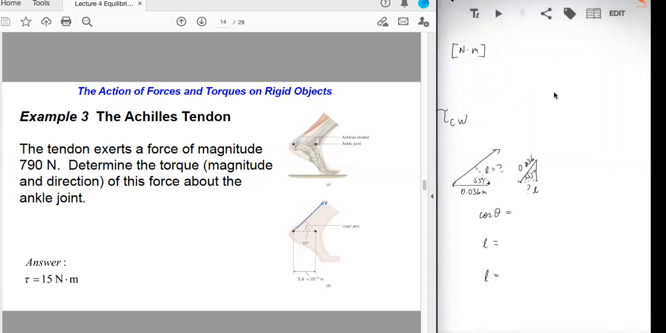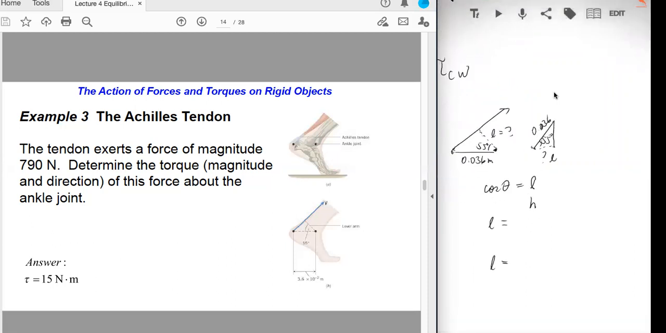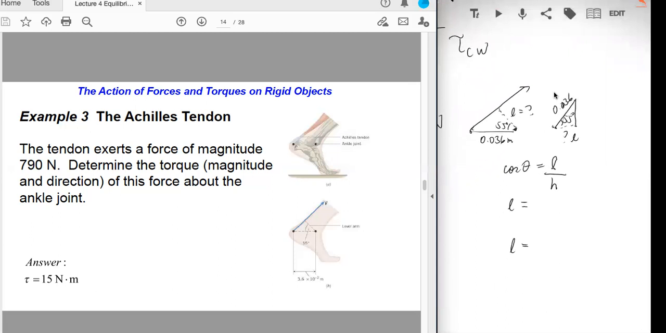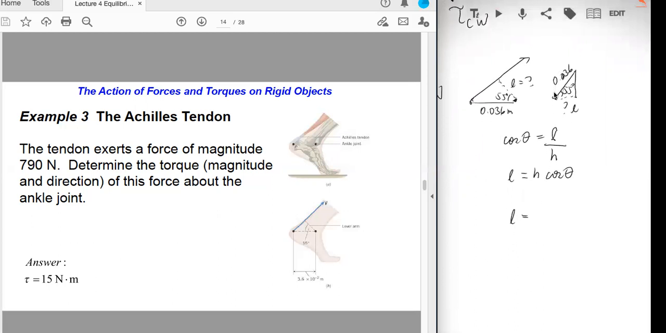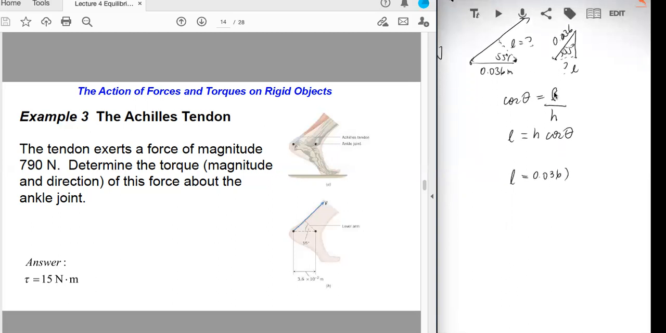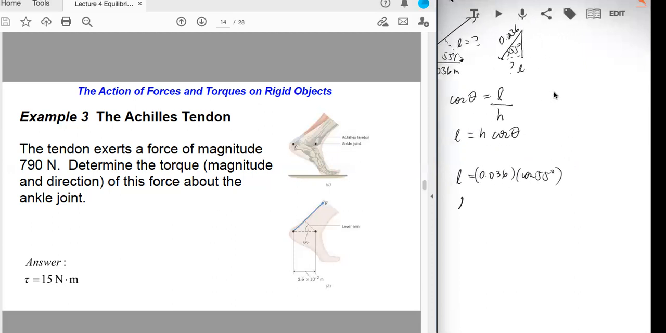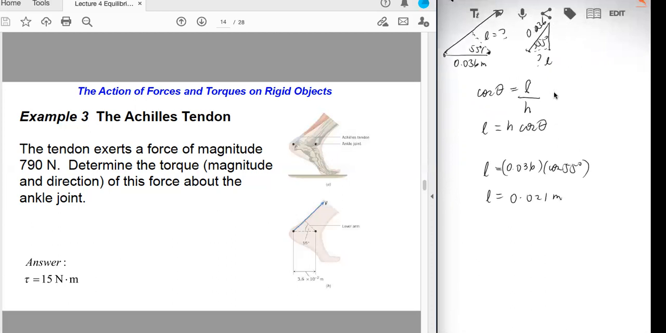Ka. So, ito. Ito at saka ito. Over. Or L is equal to H times cosine theta. And that is 0.036 times cosine of 55 degrees. You should get an answer of 0.021 meter. So alam mo na yung lever arm.